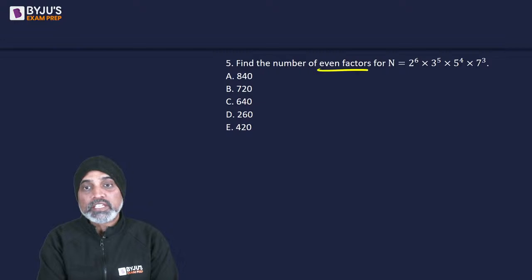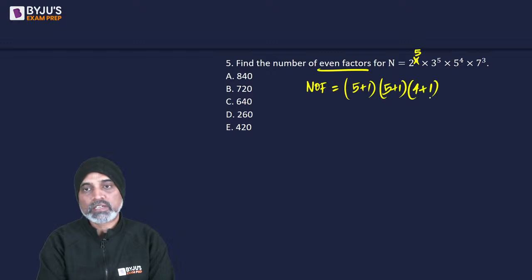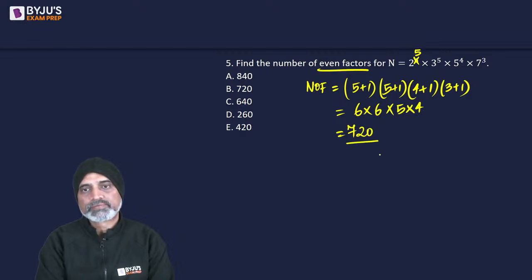So when we are dealing with even factors, you reduce the power of 2 only by 1 and then calculate the number of factors of the given number, which is calculated as power plus 1 into next power plus 1 into next power plus 1 into next power plus 1. So this will result in 6 into 6 into 5 into 4, which is 36 into 20. 720.